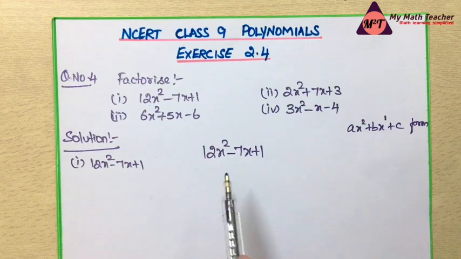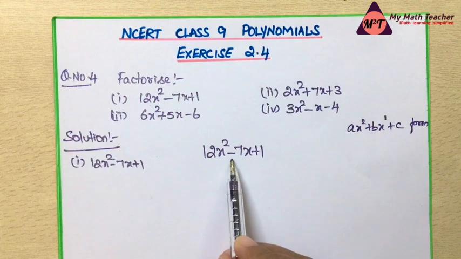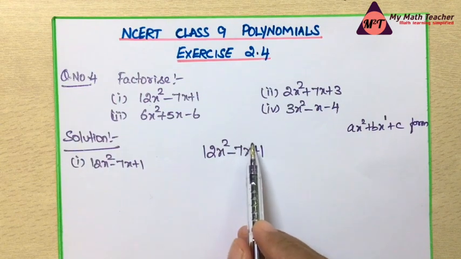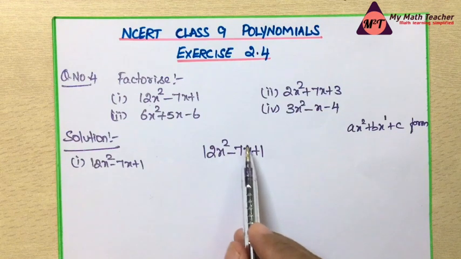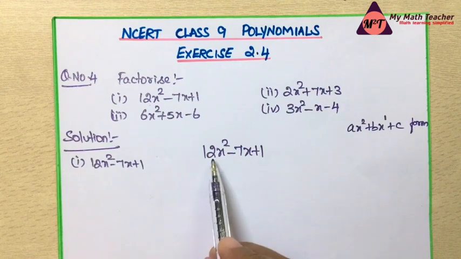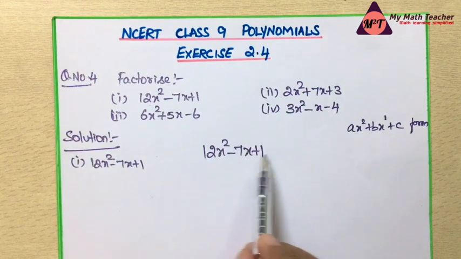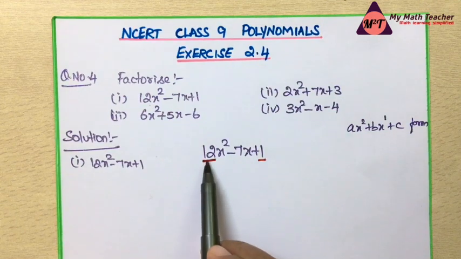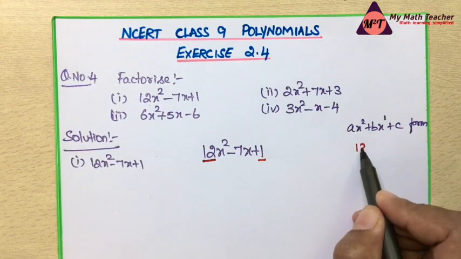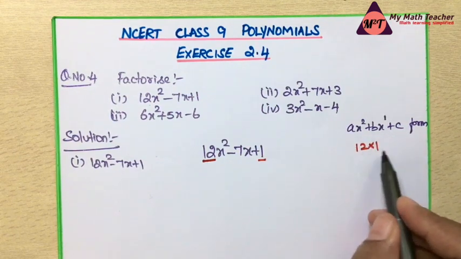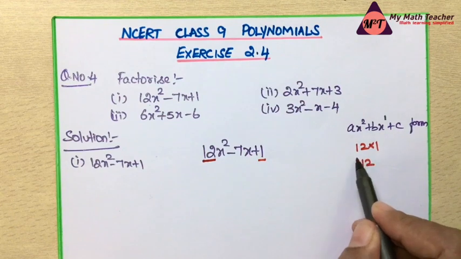Now let us start. The main idea is to split the middle term. What is the middle term here? It is minus 7x. So we are going to split it, and from 3 terms we are going to bring it to 4 terms. The first step is you have to multiply the first number into the last number, which is 12 into 1. If you multiply, 12 ones are 12.